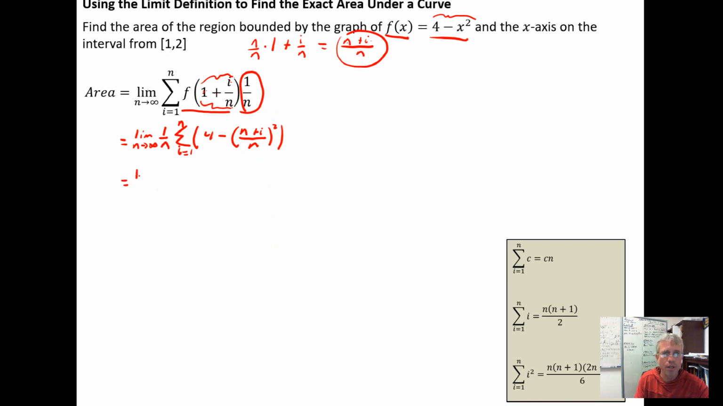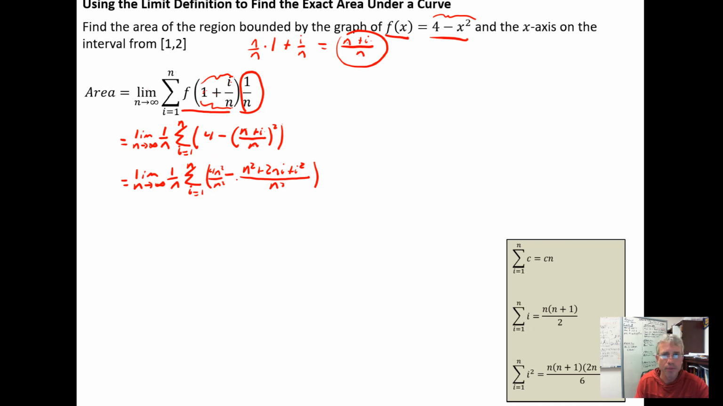So this is going to equal the limit as n goes to infinity of 1 over n, the constant we factored out, times the sum from i equals 1 to n of 4 minus, let's square out the numerator, n plus i squared is going to be n squared, plus, we'll get n times i twice, so 2ni, plus i times i is plus i squared, and this will all be over n squared. And then if I wanted the common denominator, I would just multiply this 4 times n squared over n squared, which is still equal to 4.